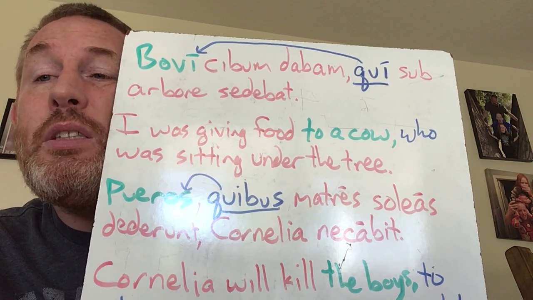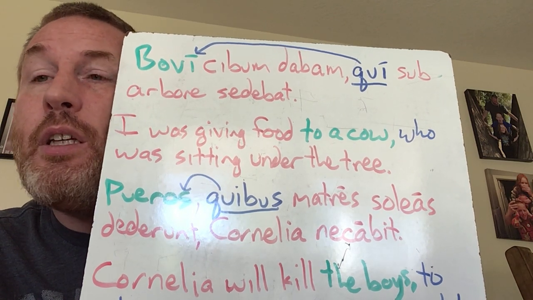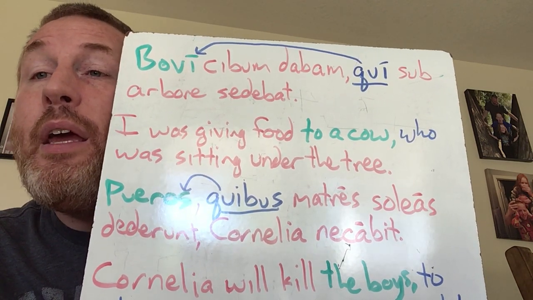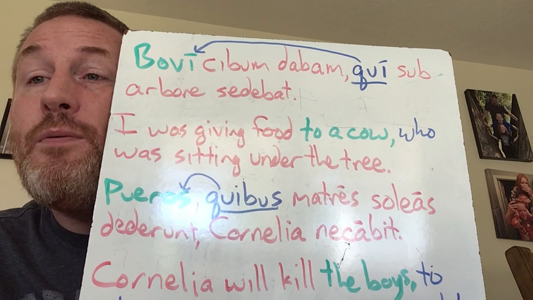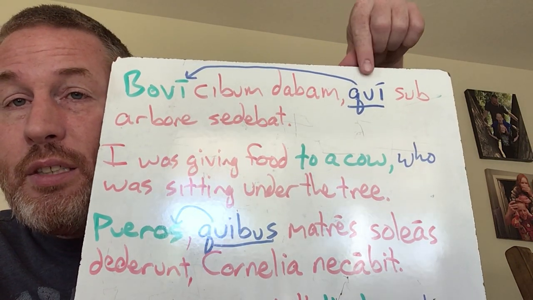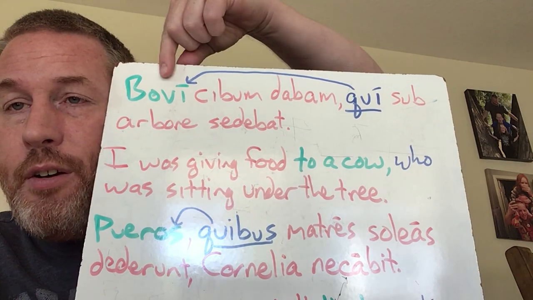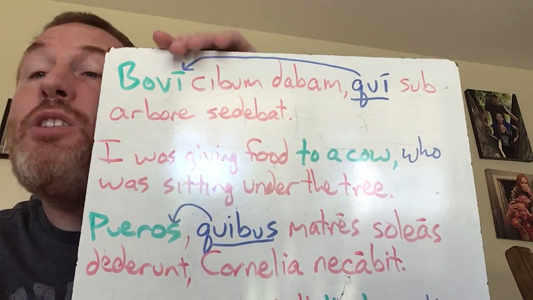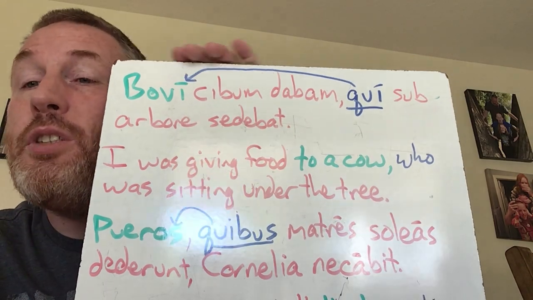So qui matches the cow in number and gender. It is masculine and it is singular. It does not match it in terms of case, because in this clause, it's the subject of the clause. Over here, it's an indirect object. So they don't have to match in case, only number and gender.